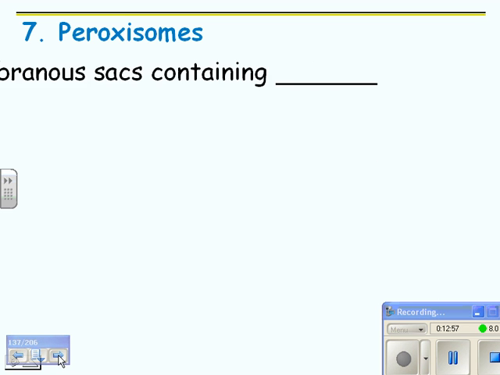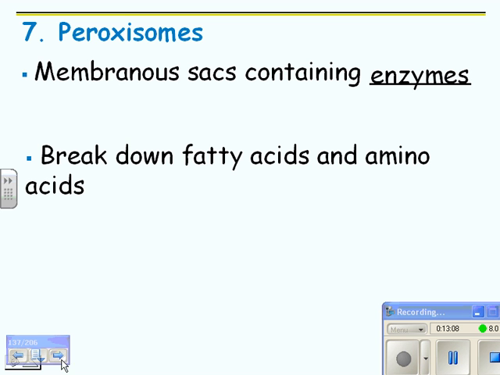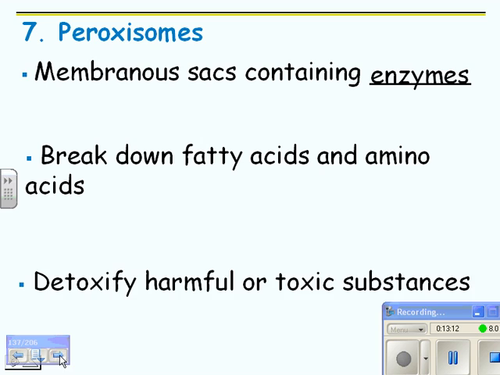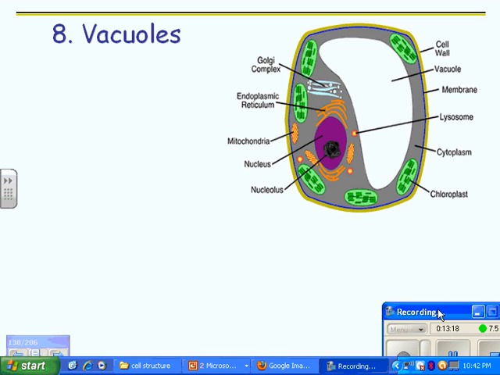And I think, let's do one more. Let's do peroxisomes. So peroxisomes are membranous sacs containing enzymes. They're like lysosomes, but they're there really to digest stuff. So they might have catalase in them to break down hydrogen peroxide. So they'll break down fatty acids and amino acids, for example. And they detoxify the bad stuff that's in your body, anything toxic. Okay, and I think that's where we'll stop for now.